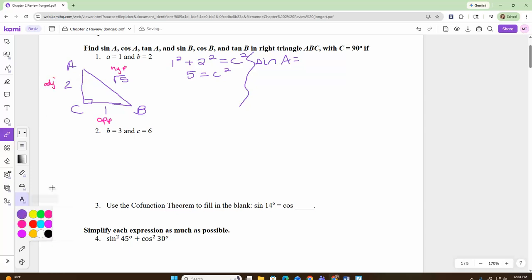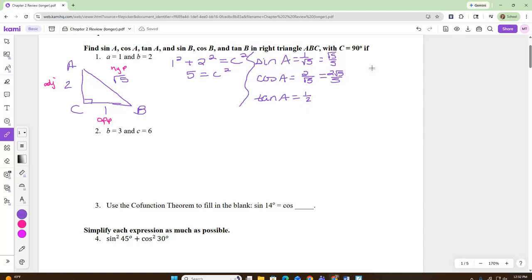So sine is opposite over hypotenuse, so 1 over the square root of 5. You can't leave a radical on the bottom, so that's radical 5 over 5. Cosine is adjacent over hypotenuse. So from angle A, my adjacent is 2, hypotenuse radical 5. So you get 2 radical 5 over 5. Tangent, opposite over adjacent, would be 1 over 2.